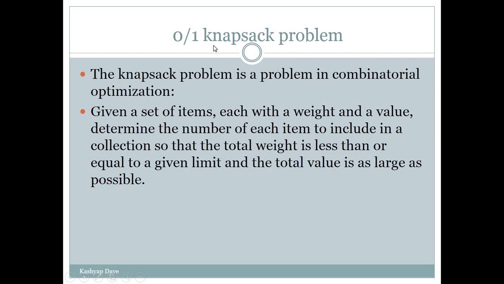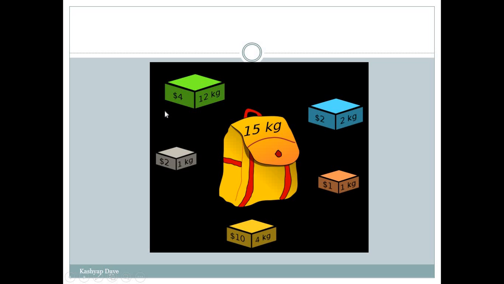Here I have written the 0-1 knapsack problem, which we will understand by an example. This definition says that a knapsack is a type of container, a bag in which we can store a collection, or a set, of items. Here we have a knapsack of 15 kg and some items of different weights and different values.